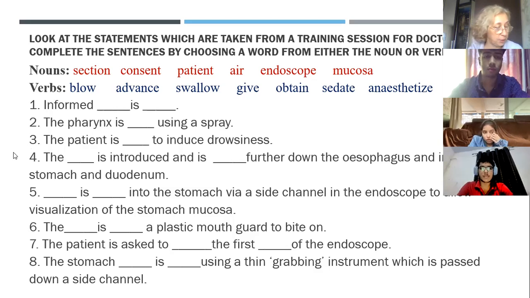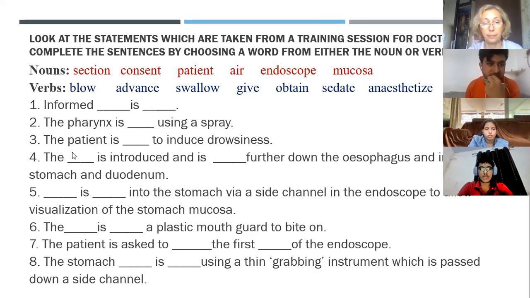Okay. So the next is for Moht. That's larynx, not pharynx. Moht, please. Ma'am, the fourth one. Number three. Okay, ma'am, the patient is anesthetized to induce drowsiness. Or we have already used sedated, ma'am. Or we can use sedated also. Yes, sedated to induce drowsiness. Okay, thank you.